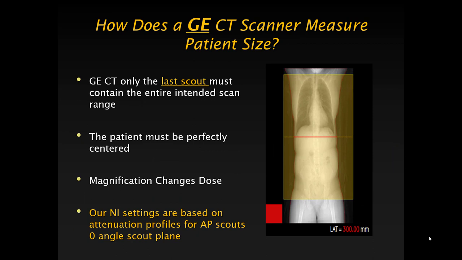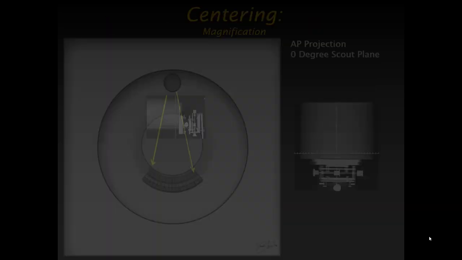We talked about this earlier. And this has some implications, right? The patient must be perfectly centered. Magnification will change your dose considerably. And for the noise index chart that I'm going to share with you, our noise index settings are based on attenuation profiles for AP scouts at zero angles. You could use 180 degrees as well, which would be a PA scout.